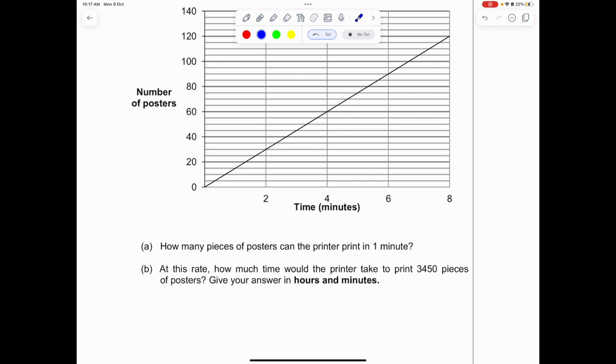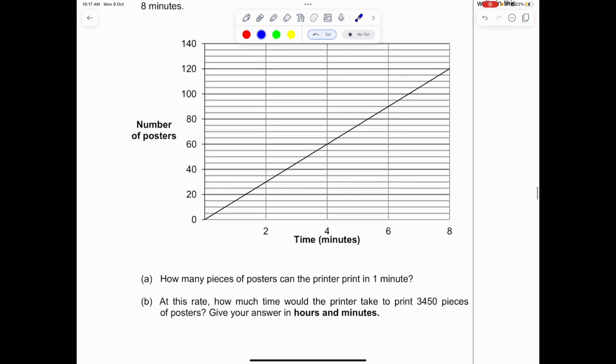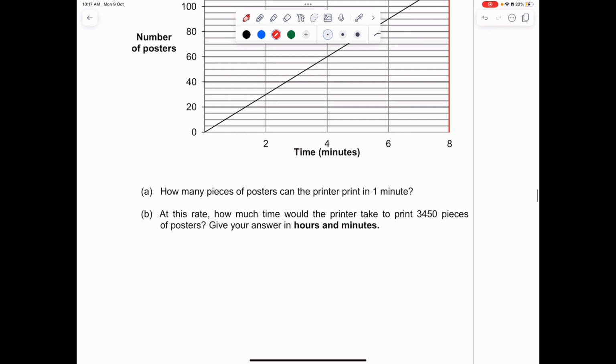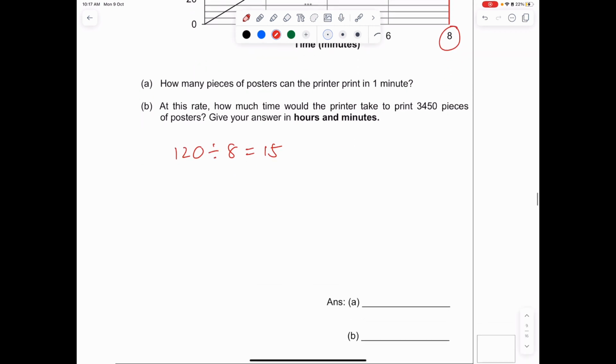So in this case, what you can do is two methods. One, you find out what is the total amount. So if you read at 8, I'm going to draw for you the line. Okay, it's actually 120. So basically, it's just 120 divided by 8 minutes. Your answer is 15. So the answer is 15 posters in 1 minute.